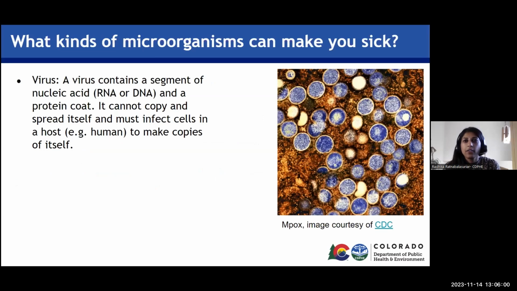So what kind of microorganisms can make you sick? So the first one, and one that you might be familiar with, are viruses. So we've heard a lot about COVID, for instance. And a virus contains a segment of nucleic acids. So this can be RNA or DNA and a protein code. It cannot copy and spread by itself. It must infect cells in a host, so let's say a human host, in order to make copies of itself. Next slide.